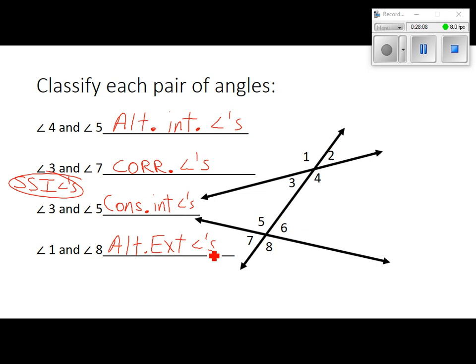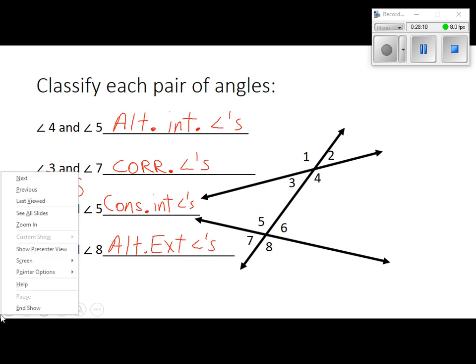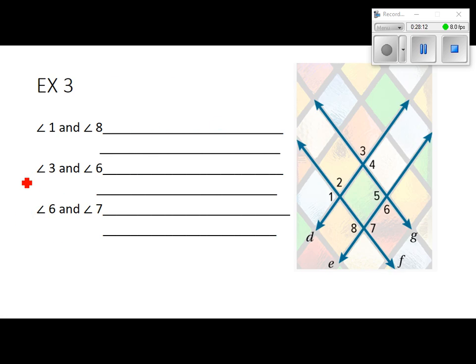Anything real hard so far? No. Whoa. Your picture's cooler than ours. A little tougher on this one. When you're looking at this, you've got to be able to pick out what line you're using as your transversal. So that's the first thing we're going to do on each one of these. We're going to tell which one is the transversal.